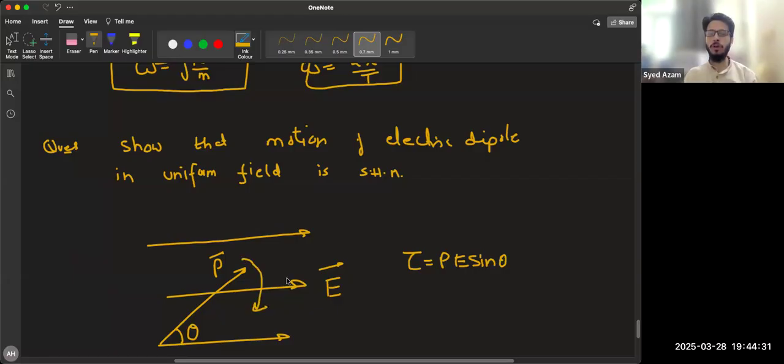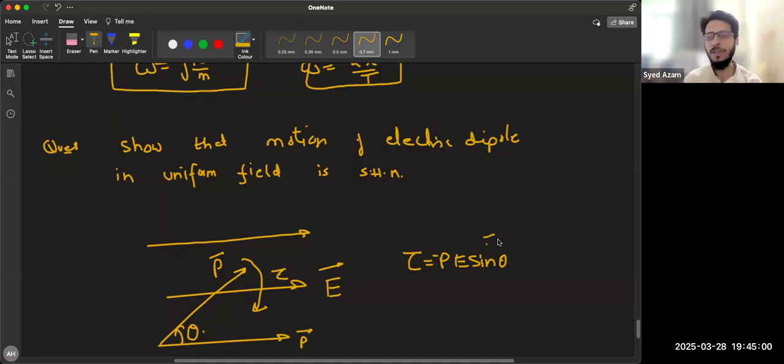Now this torque and this angle theta are in opposite direction. You can say that earlier the dipole was along the field, then we disturb it by an angle theta. So this angle theta is anti-clockwise. A torque is acting on the dipole which is clockwise. This torque is trying to restore the equilibrium position. So that's why I'm putting this negative sign, because this torque and theta are in opposite direction. Torque is clockwise, theta is anti-clockwise.